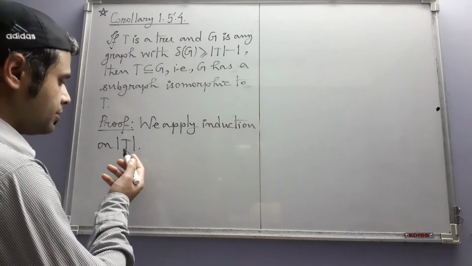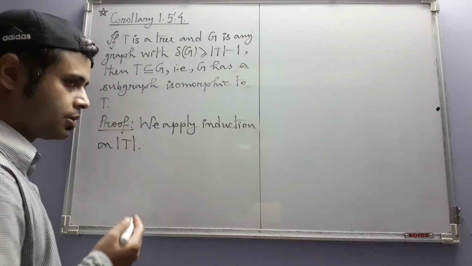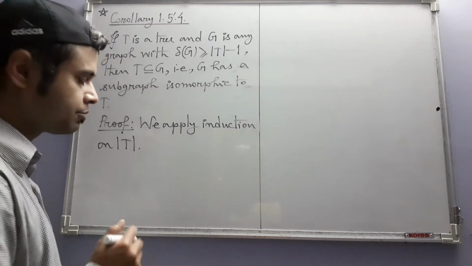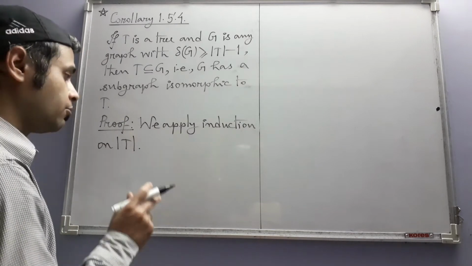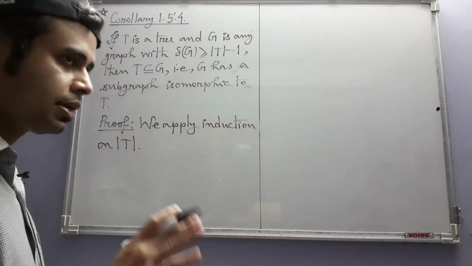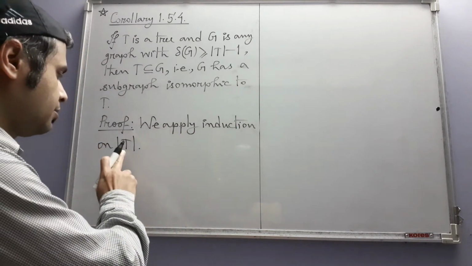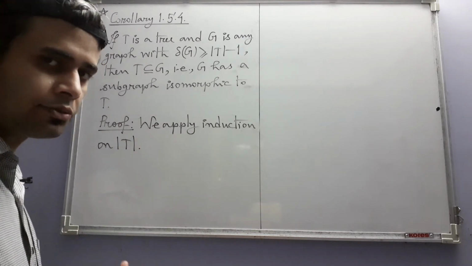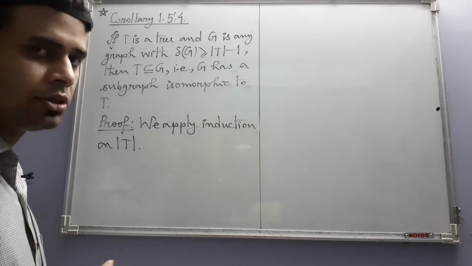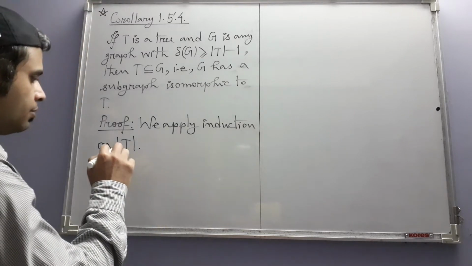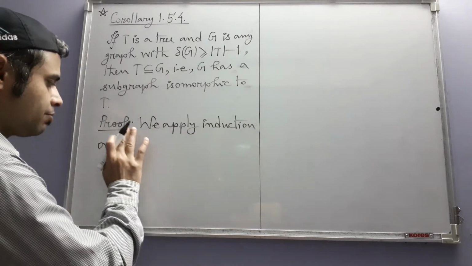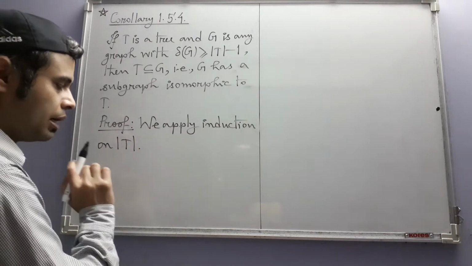Okay, so what is the minimum possible value of the order of T? Because a tree is by definition a non-empty graph. Okay, and non-emptiness itself is coming from the fact that by definition a tree is a connected graph, and connected graphs are defined to be non-empty graphs, with some extra conditions. So that's why the minimum value of this order is 1.